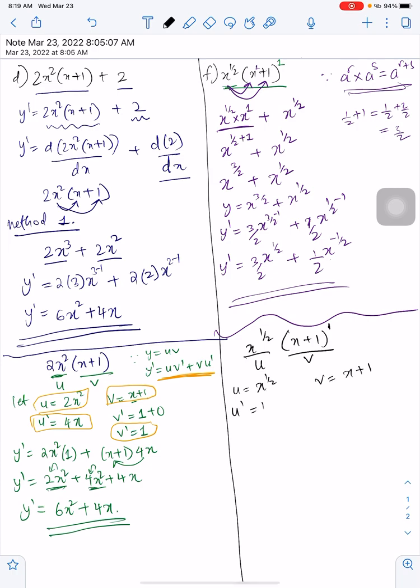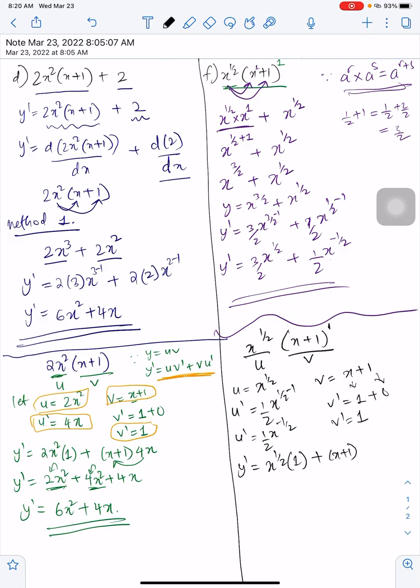So u dash is equal to half x raised to half minus 1. And v dash: differentiation of x is 1, differentiation of 1 is 0. So your v dash is equal to 1, whereas u dash is equal to half x raised to negative half. Now we just have to put in the formula, so y dash equals u times the differentiated value of v, plus v in brackets, because there are two terms, times the differentiated value of u, which is half.